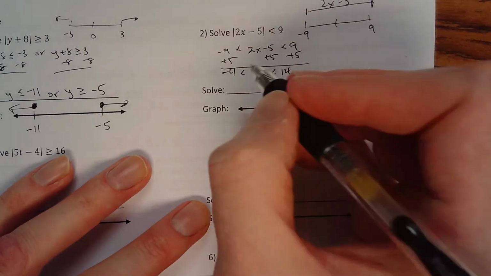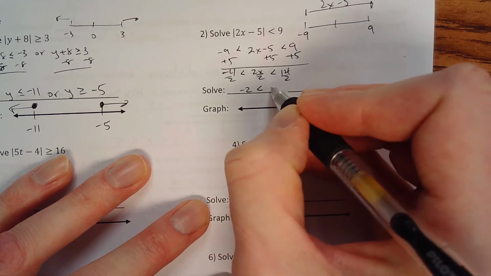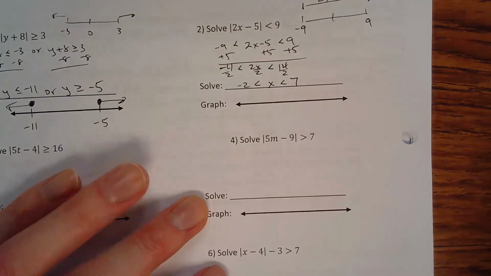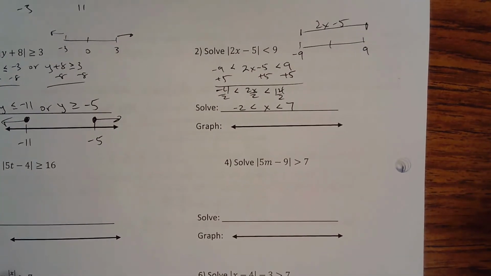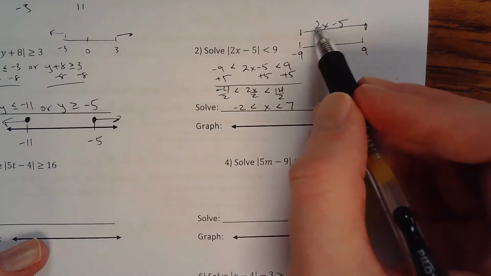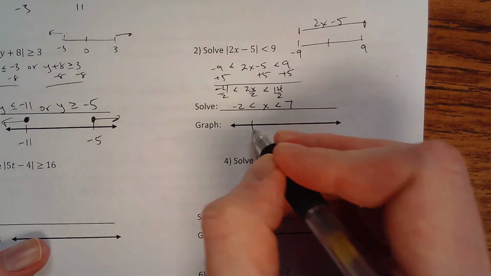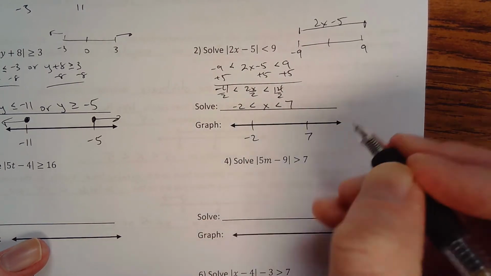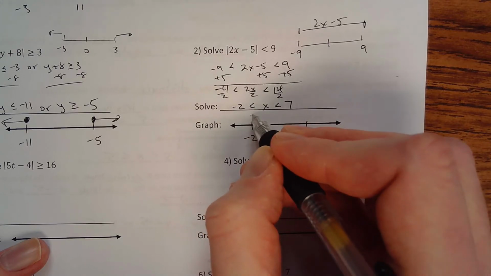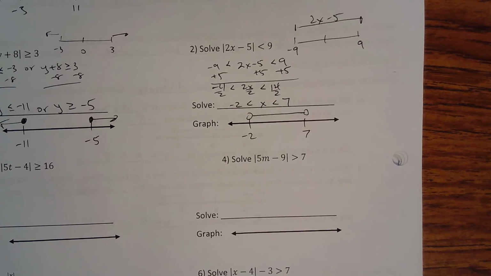Again, divide everything by 2. So it'd be negative 2 is less than x, and x is less than 7. So the variable itself, x, is somewhere between -2 and 7. The expression was between -9 and 9, but the variable is what we care about. So the variable is between -2 and 7. Again, this is not equal to, so open circle somewhere in there like that.